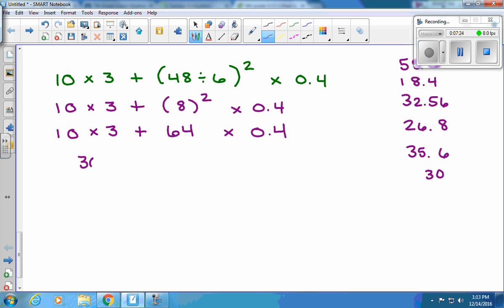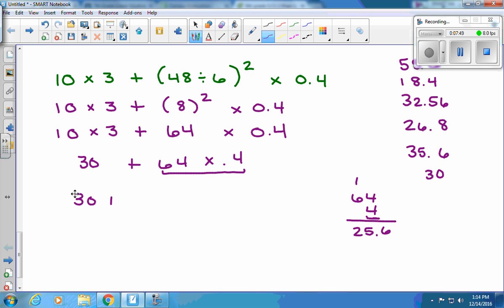Is there another multiplication? So if you want to write plus 64 times 0.4, just so you can see that, then you know what is 64 times 0.4. You do 64 times 4. 16 carry the 1 is 256. You have to move the decimal point over 1 spot, so it's 25.6. Now you have 30 plus 25.6, and that's going to give you 55.6.